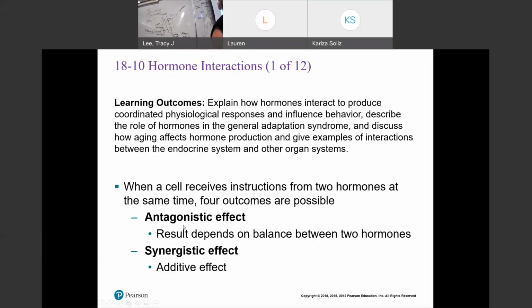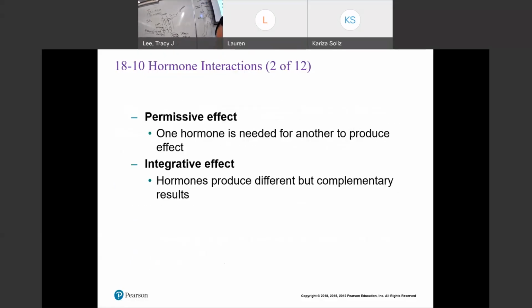So you always have one hormone that does one thing. We've looked at this with calcium. One raises blood calcium, one lowers blood calcium. Synergistic means we can put two hormones together that are helping to accentuate something. Permissive is when one hormone is needed for another to produce an effect. Integrative, just know basically the definitions of these. Integrative means we're producing different types of hormones, but they're actually going to be working together.